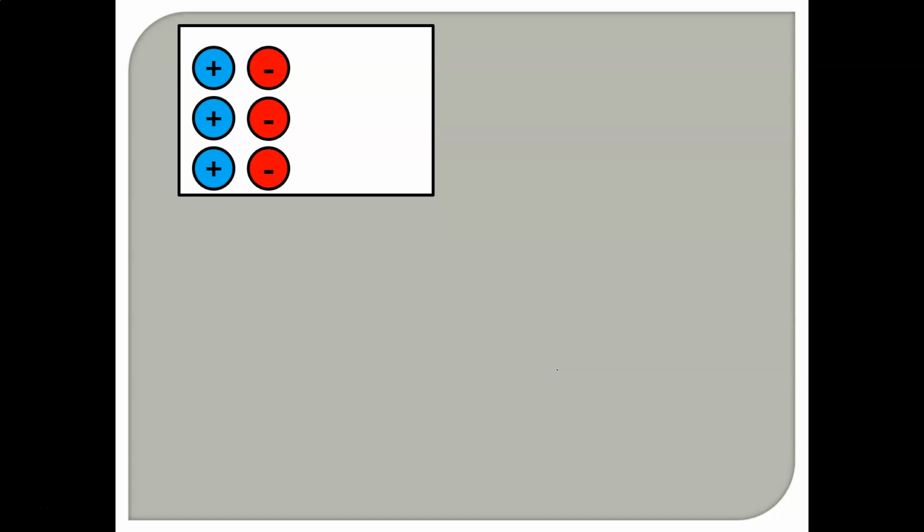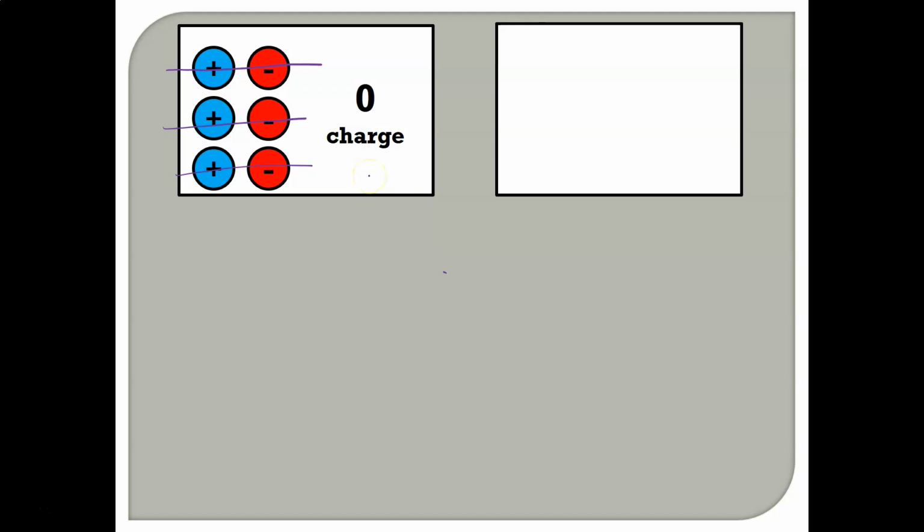I like showing this as little pictures. I think when you see the actual objects, you can see how they do or do not cancel out. So for example, if I had 3 protons and 3 electrons, my charge would be 0. So what ends up happening is that cancels, that cancels, that cancels, and I'm left with 0.